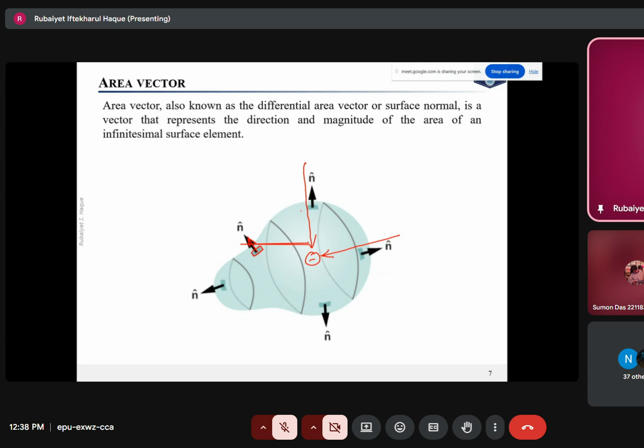Now I have one question for you guys. I didn't ask you this one. Do you guys know the difference between the closed surface and open surface? Do you remember?